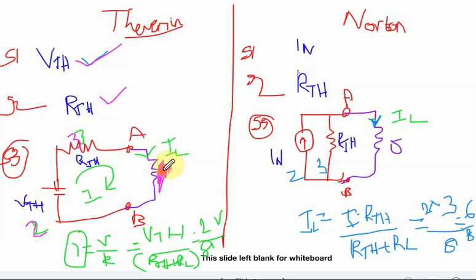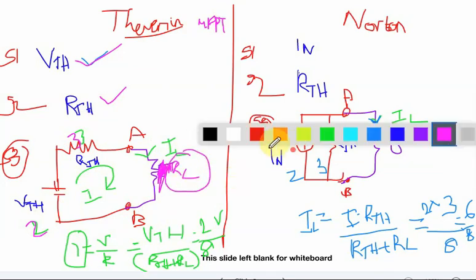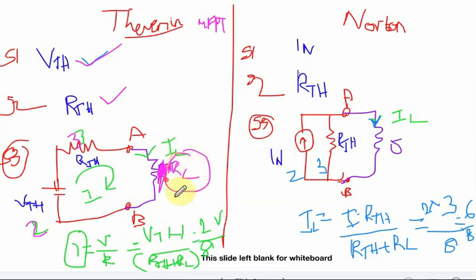I will repeat again. In the maximum power transfer theorem, when you proceed with your given problem, the load resistance value is never given. Simply they give RL, and then they ask you to find out the RL. How to find the RL value? Very simple: RL is equal to RTH. What is RTH? 3. RL is also 3. Over. Answer is ready.